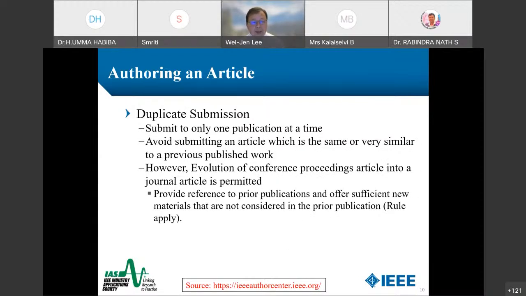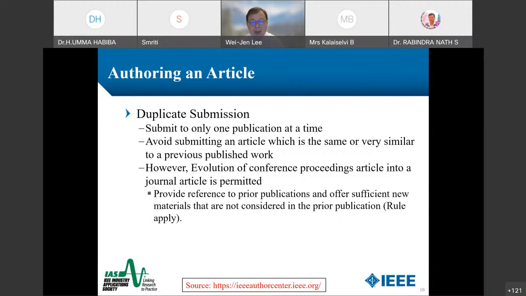These are not acceptable. And then the other one is, from the duplicate submission point of view, you only submit to one publication at a time. Sometimes when you write a paper, the subject may fit multiple societies or multiple committees, and you may want to try every one of them. However, when you submit the paper, you only submit to one publication at a time until the decision is made.